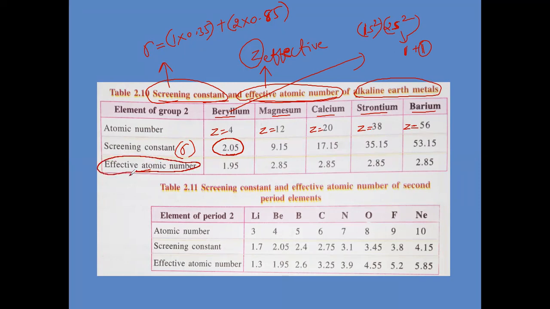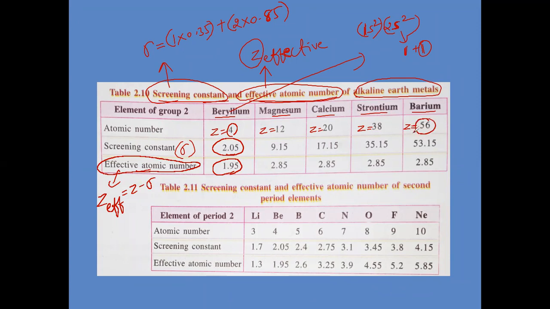Next, tell me how to get the effective atomic number here. What is the formula? Z effective equals what minus what? Atomic number minus sigma. Now here, atomic number for beryllium is how much? 4. 4 minus sigma, how much? 2.05. Then what will be the effective atomic number here? 1.95.